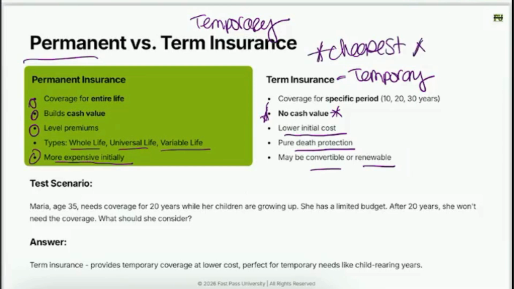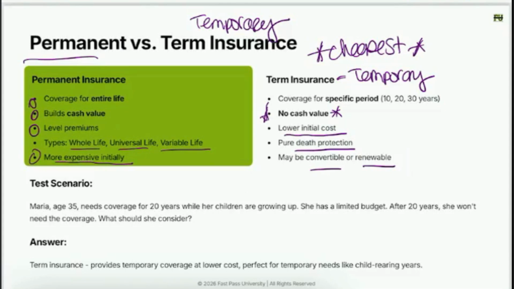Right? It's a lot cheaper. The policy's in place for 10 years. Insurance companies are hoping that you don't die within that 10 years, 20 years, things like that. You paid into this policy, no cash value. The day you die or the day that the policy ends, it's over. Okay. You can usually convert it or renew it, but it's cheapest, it's temporary.